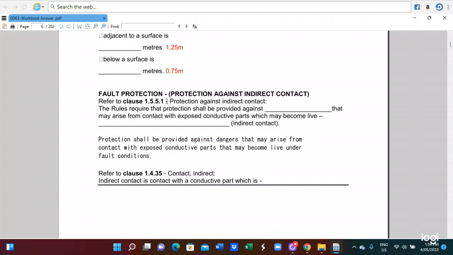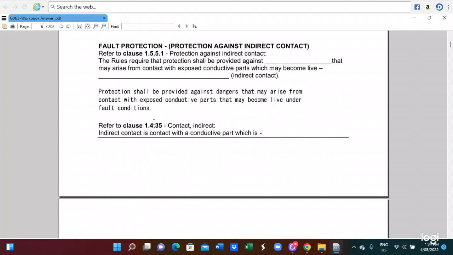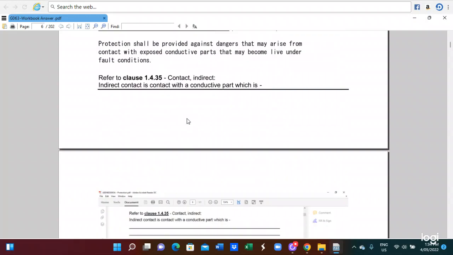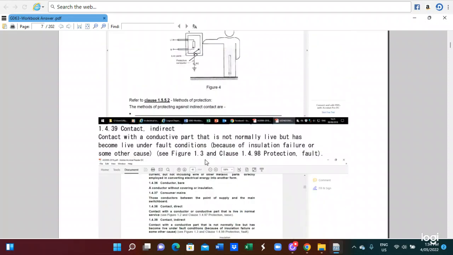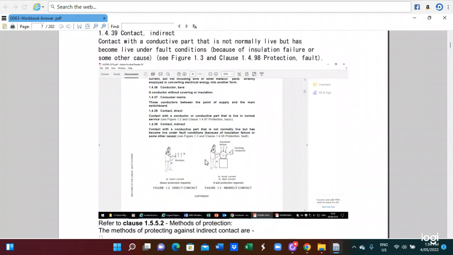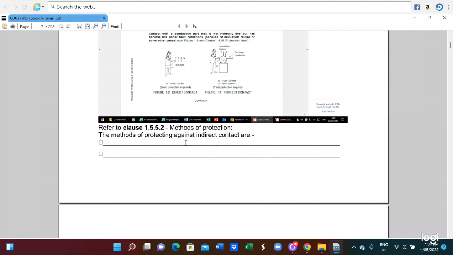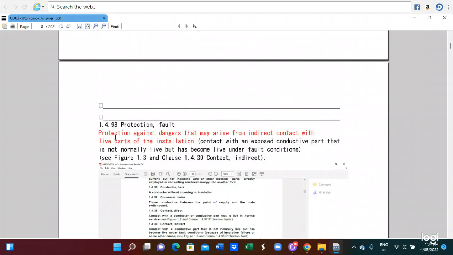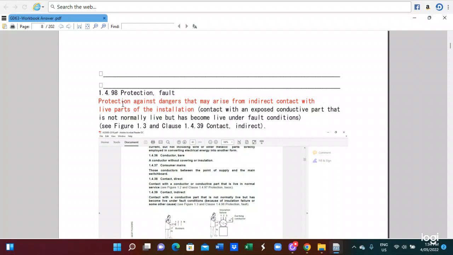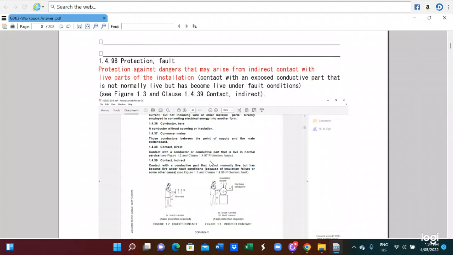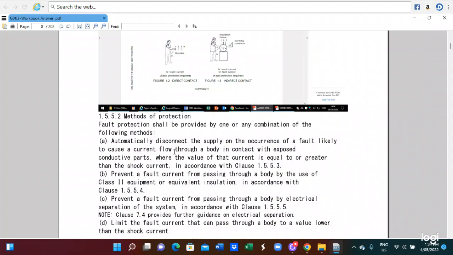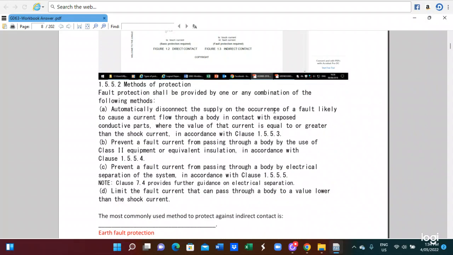For the protection method, and also direct contact and indirect contact, see clause 1.4.35. Direct and indirect contact are diagrams. Direct contact and indirect contact, this is the definition. And the method of protection is also given, protection against the danger that may arise from direct contact with a person. So this is for the protection method. And for the method of protection you also read this mode of protection. It will automatically disconnect the supply from the organs on a fault, preventing the current passing through the body. This is for the method of protection.